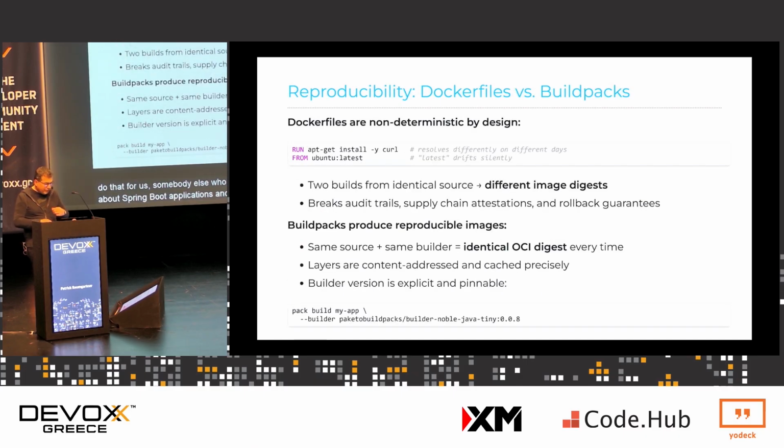Another thing is, Dockerfiles are non-deterministic by design. So imagine if you install curl from a repository. Every time you install curl into your container, it might be a different version of it, right? We want to make sure that it's reproducible, but this way it's not. So also the latest tag on Ubuntu is a problem, because the tags are moving in Docker, as we know, right? So this is a thing.